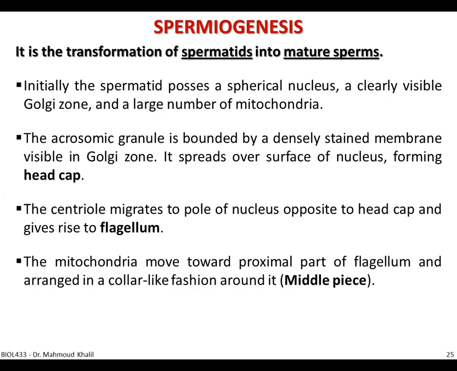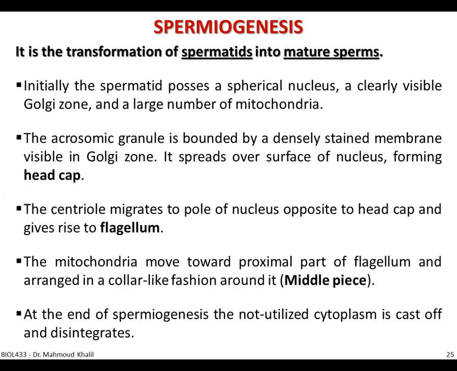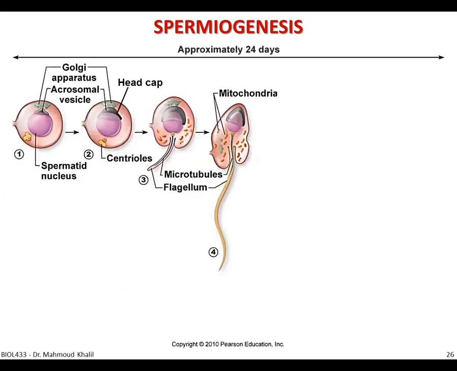The mitochondria move toward the proximal part of the flagellum and arrange themselves in a collar-like fashion around it in the region of the middle piece. At the end of the spermiogenesis, the unutilized cytoplasm is cast off and disintegrates. So we can see these morphological and structural modifications in the following figure. Again, approximately, the spermiogenesis occurs within 24 days.